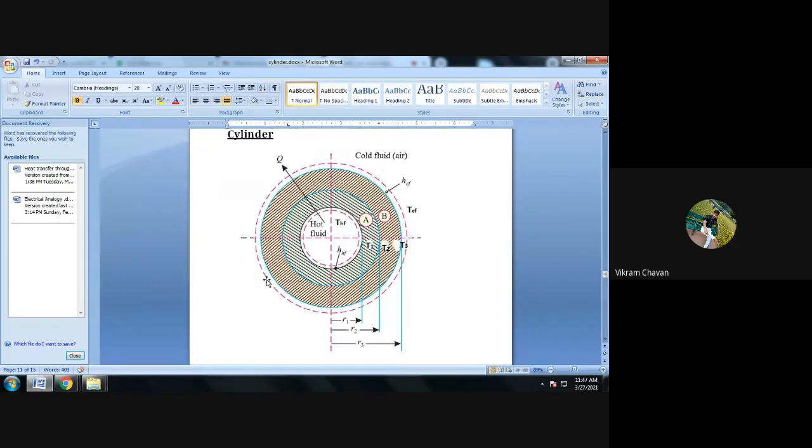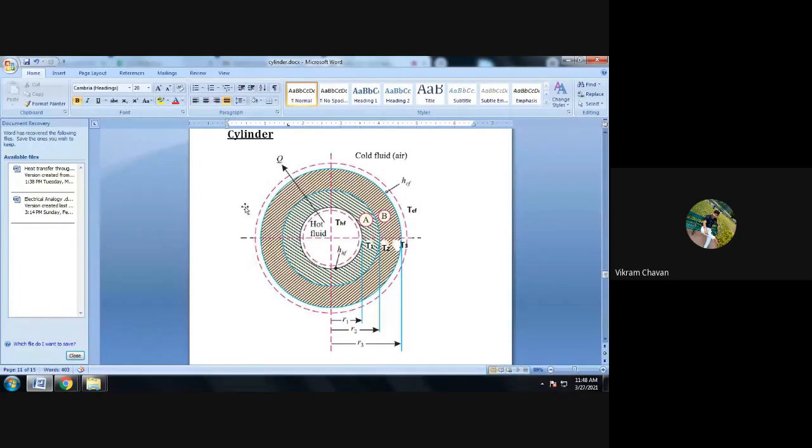Let us consider air is there. And this outer surface of the composite cylinder, or the external surface of B cylinder, is transferring the heat to the external environment. Because when heat is transferring from a surface to the fluid, we have to consider the convection heat transfer.